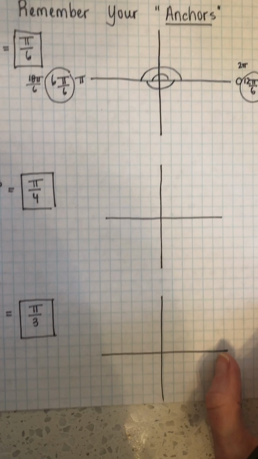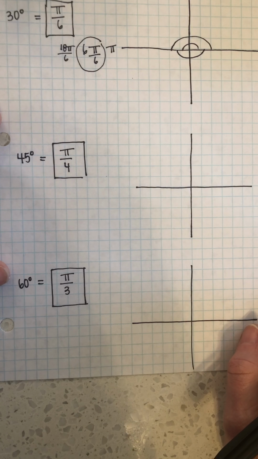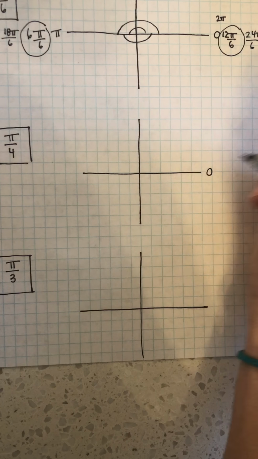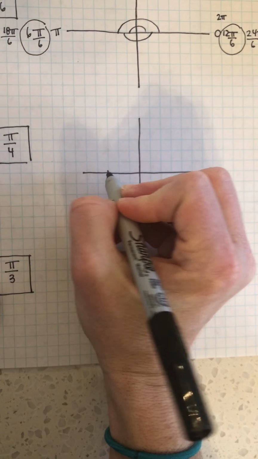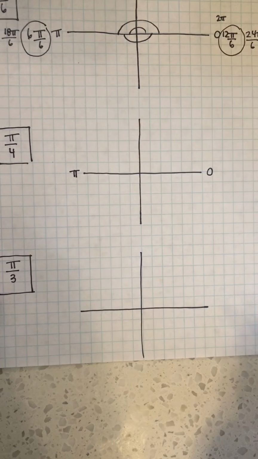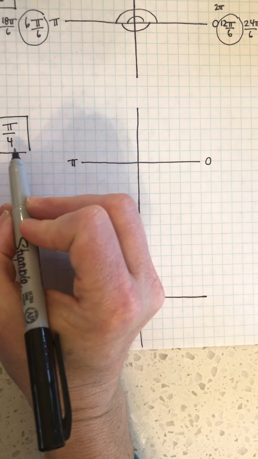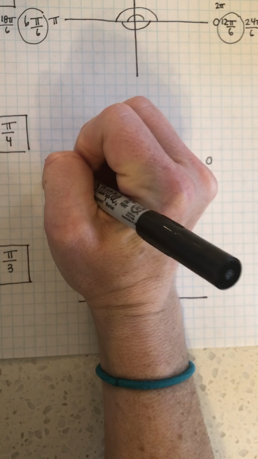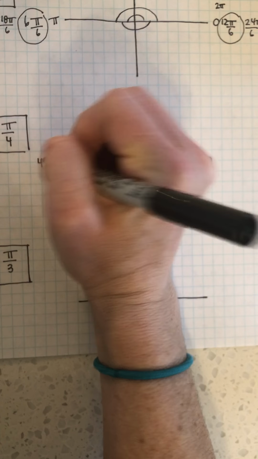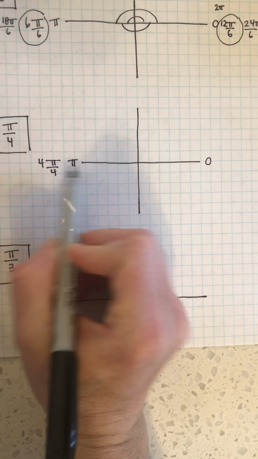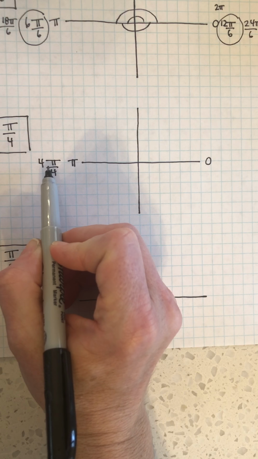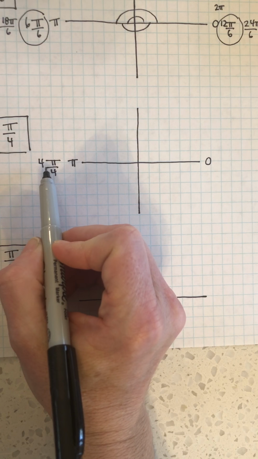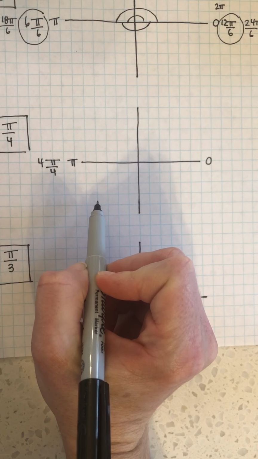Well, what about pi over 4? What if you're working with your 45-degree angles? Remember, you start right here at 0 radians. If you go halfway around, that's pi radians, that's 180 degrees. So how many pi's over 4 make pi? That would be 4 pi's over 4. So this is where 4 pi's over 4 live. So 3 pi's over 4 are going to land in the quadrant before it. 5 pi's over 4 are going to land in the quadrant after it.